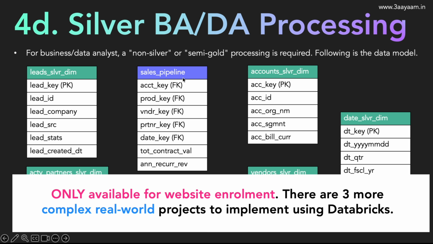The sales pipeline that you see here is a fact table which will contain account key, prod key, vendor key, total contract value, and annual recurring revenue. And these are the different dimension tables: leads silver dimension, active partners silver dimension, account silver dimension, vendor silver dimension, and date silver dimension. So you have to make sure that you create this date silver dimension. So this is the data model. The purple one is the fact table and all the others are dimension tables.